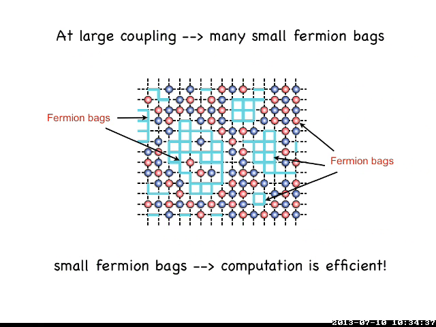So again, what happens at large coupling? At large coupling, there are many small fermion bags. So the fermion bags are only in some regions. All the others have been taken over by these interaction sites. So with small fermion bags, the computation is efficient. But then one might ask, what happens at weak coupling? Because at weak coupling, the fermion bags are big, and so it looks like a difficult problem, and that's true. Indeed, in principle, fermion physics is difficult.